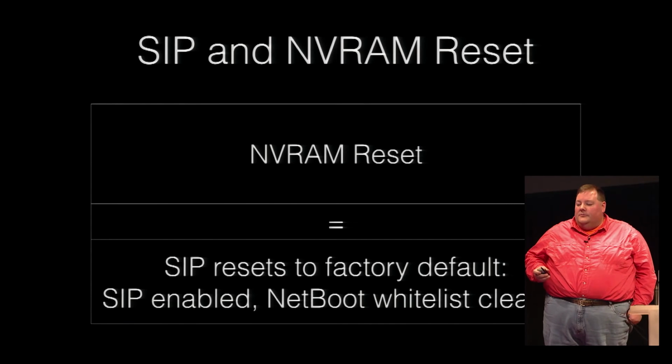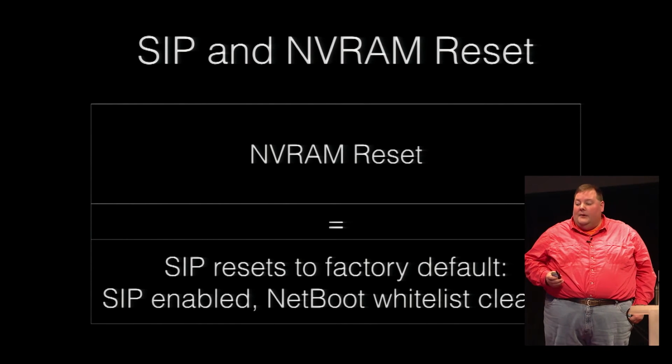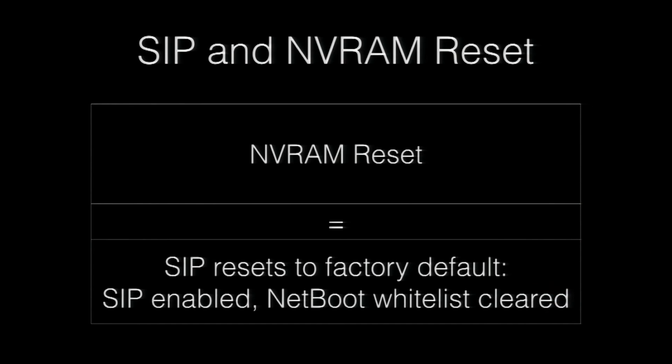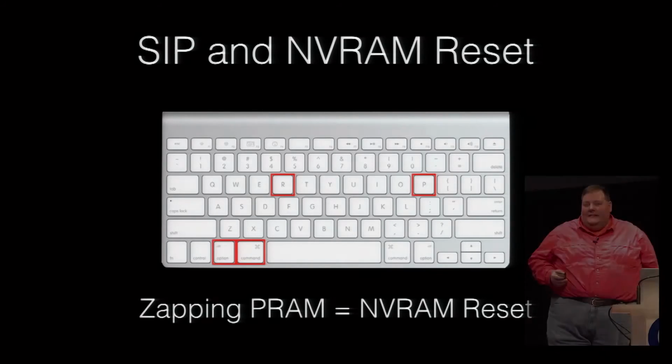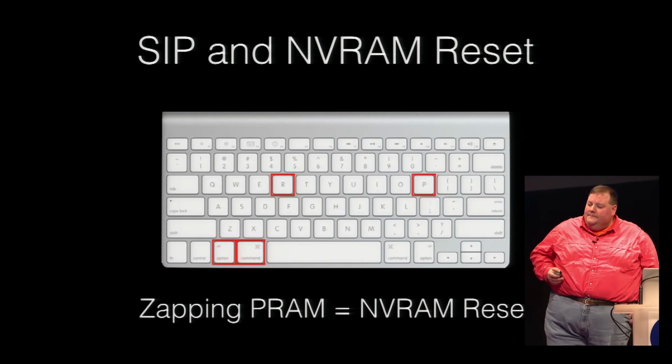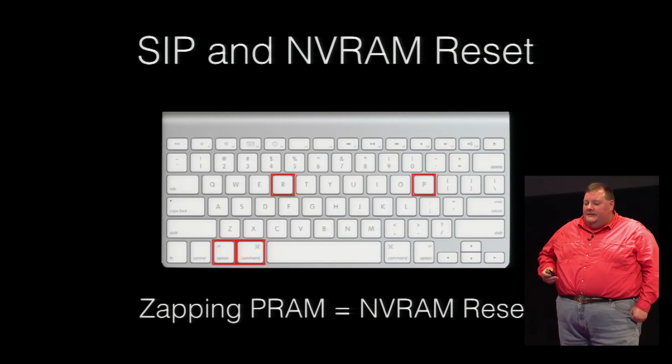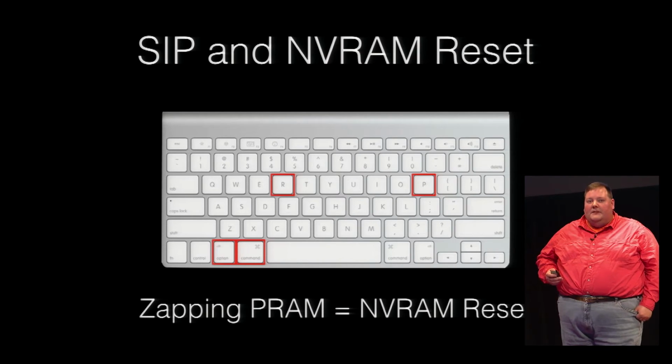So another thing to know is that because SIP writes to NVRAM, resetting NVRAM back to factory defaults will also reset SIP back to factory defaults. So in this case, it's like running csrutil clear. SIP will be enabled. Any entries in the NetBoot whitelist are gone. They're wiped out. In my testing, I verified that a PRAM zap does this. Since a PRAM zap clears NVRAM, performing a PRAM zap will reset SIP back to its factory defaults.